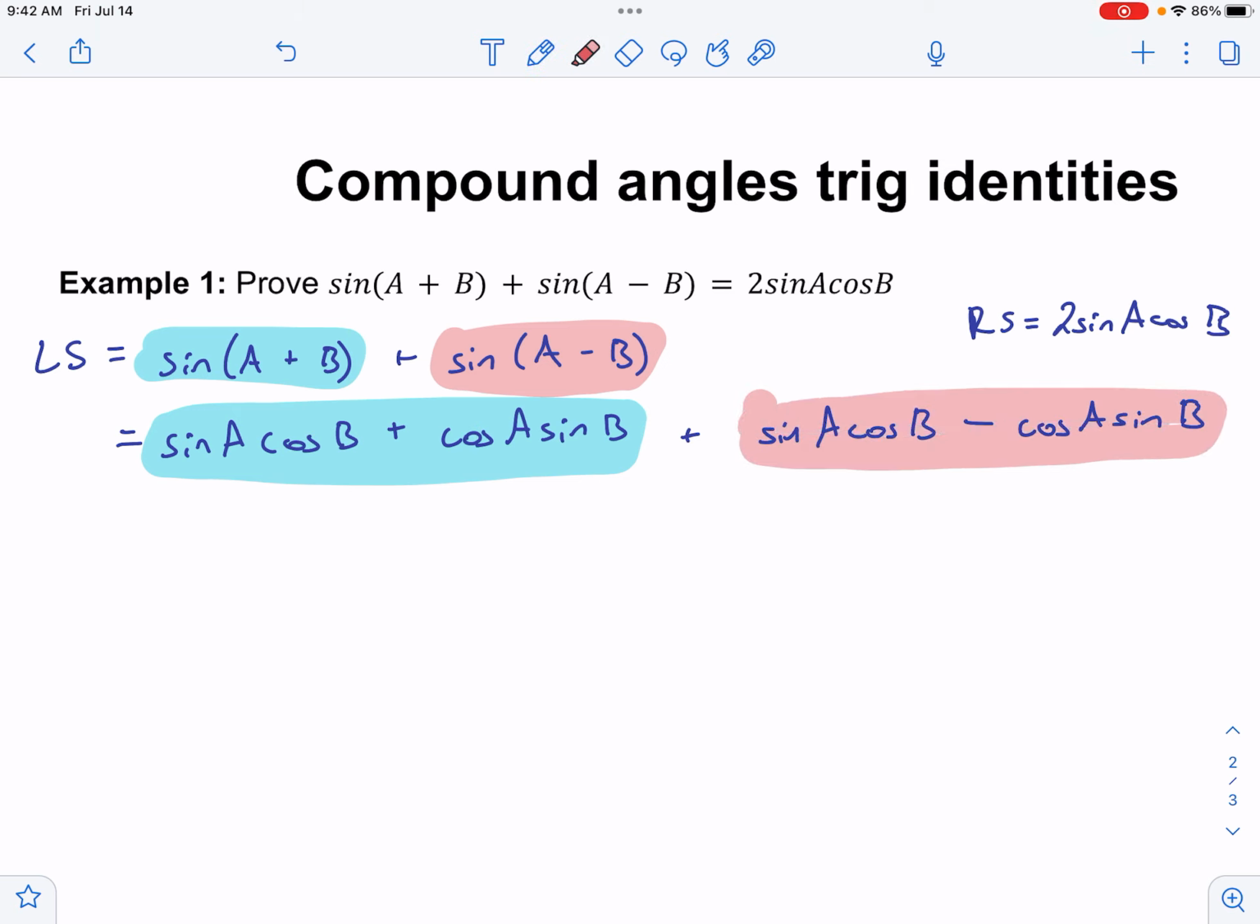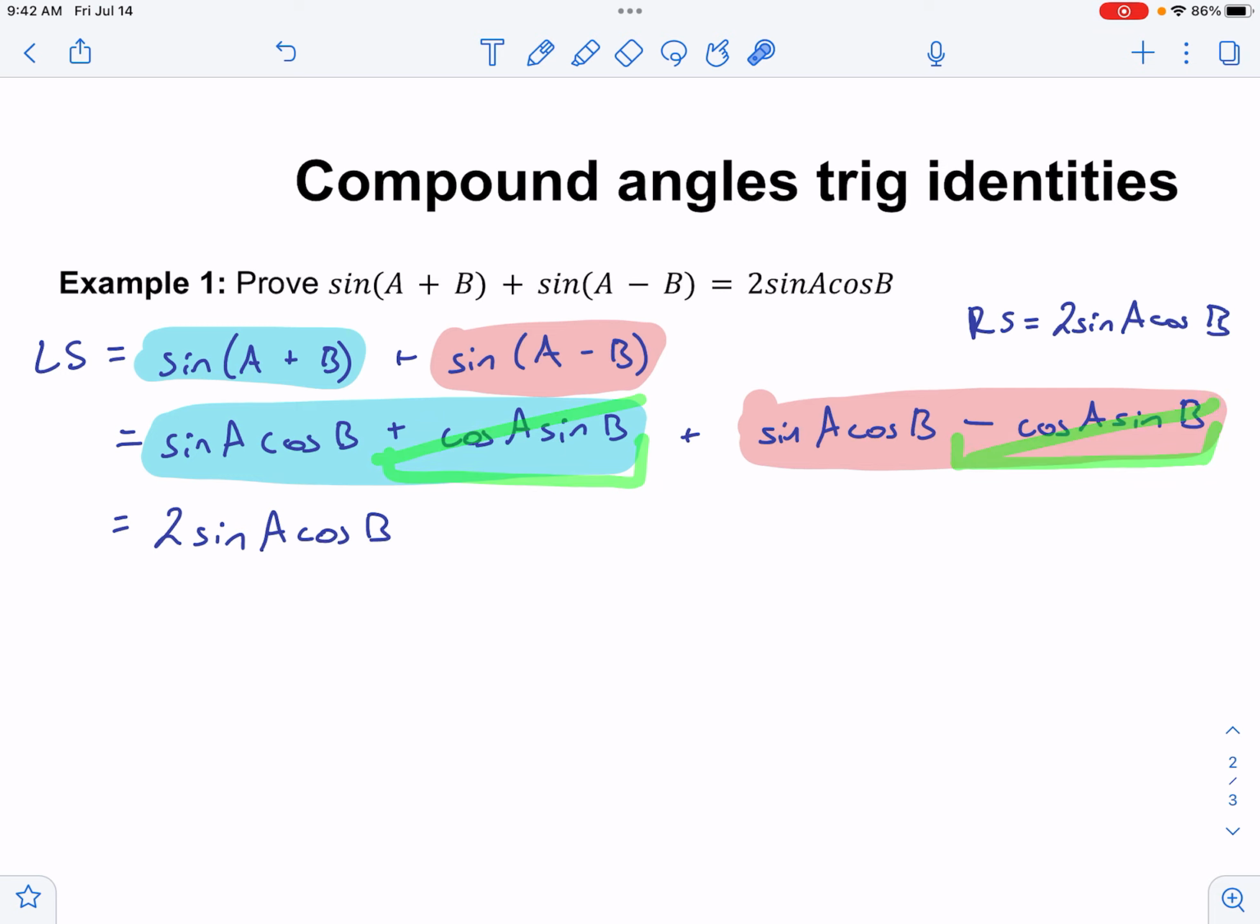So I've expanded everything here. Now let's see if I can simplify. Looks to me like I've got a sine A cos B twice. So let's combine those to be 2 sine A cos B. And it also looks like I have a positive cos A sine B and a negative cos A sine B. So those will actually cancel out.